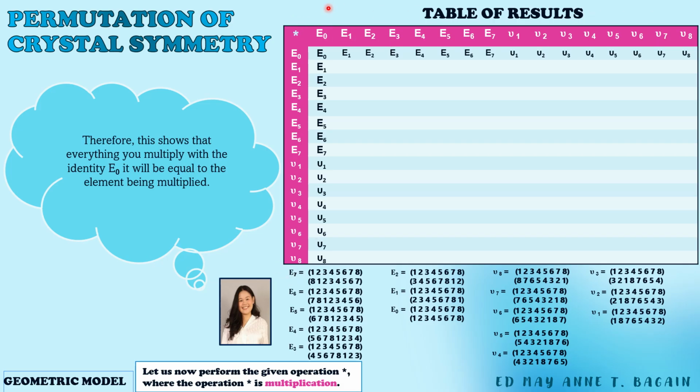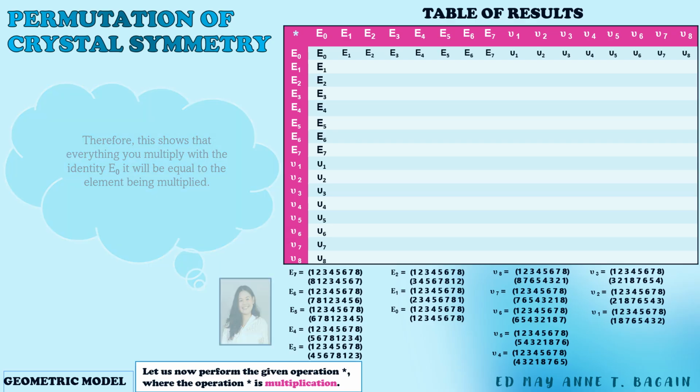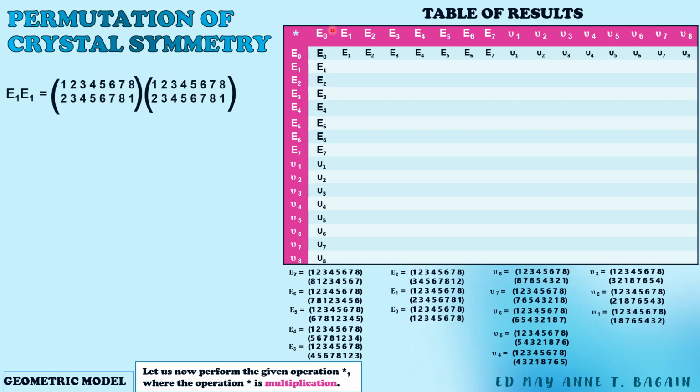Okay, so the next one that we will be multiplying would be e sub 1 and e sub 1, which is this one. Okay, that's what we are going to multiply. We have here the same number. We have 2, 3, 4, 5, 6, 7, 8, 1 and 2, 3, 4, 5, 6, 7, 8, 1 as the e sub 1. So what will be the answer if we multiply e sub 1 and e sub 1?